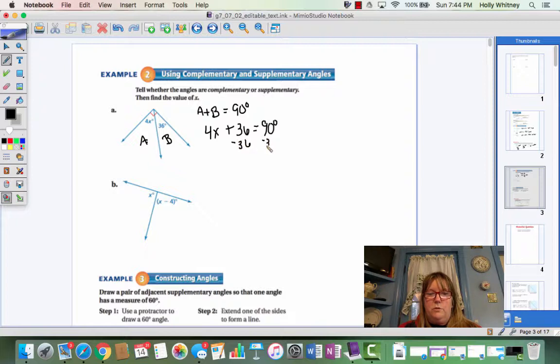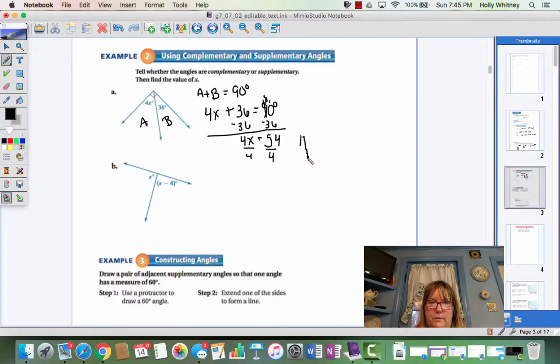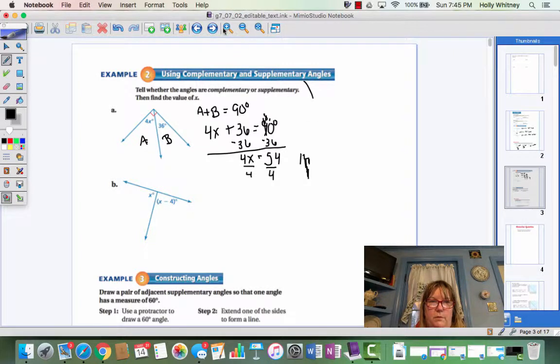So if I subtract 36 from both sides, I end up with 4x is equal to 54. Divide both sides by 4, and using my trusty little calculator, 54 divided by 4, I get 13.5 degrees.